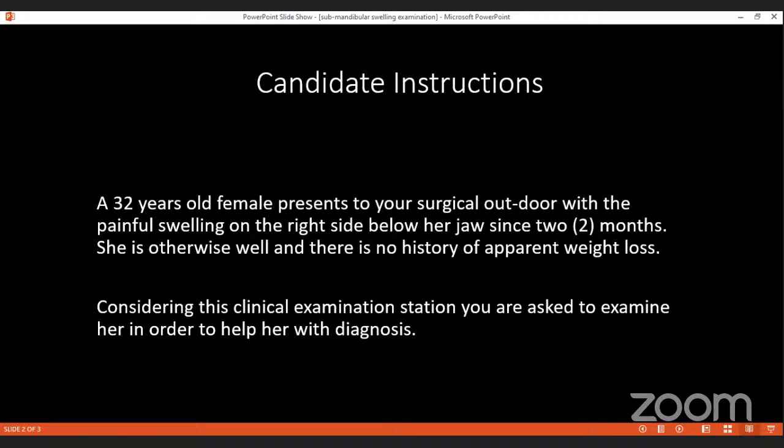Besides these two nerves, did you do the contralateral examination, all the examination on both sides? This one is on the right side, so you have to make sure you also examine the other side, starting from the normal side. And did you do the bimanual palpation of the gland and Wharton's duct? Yes.